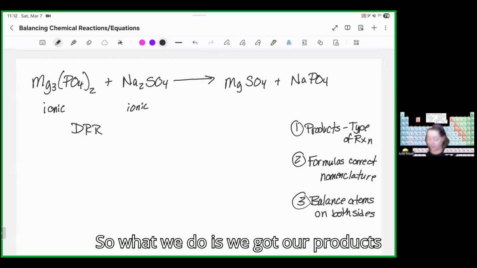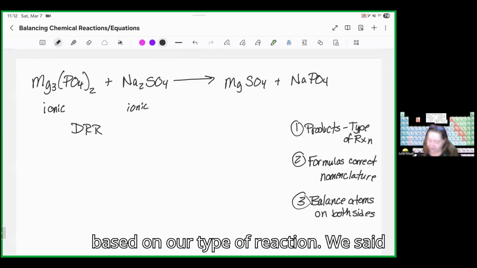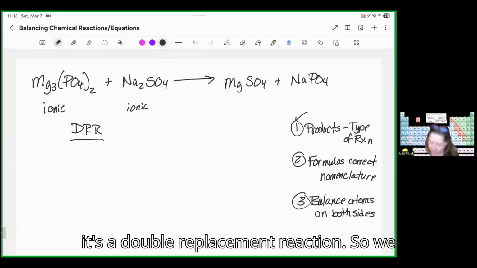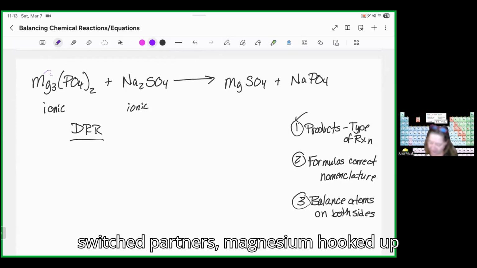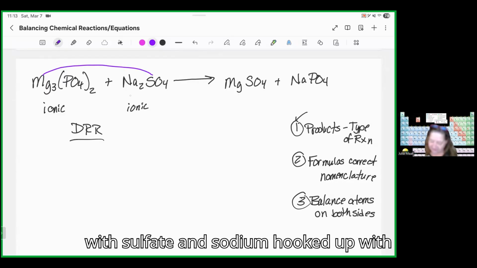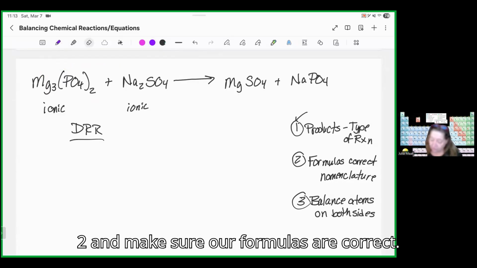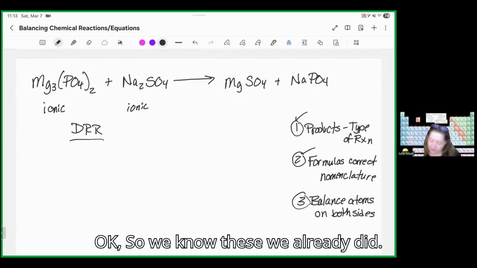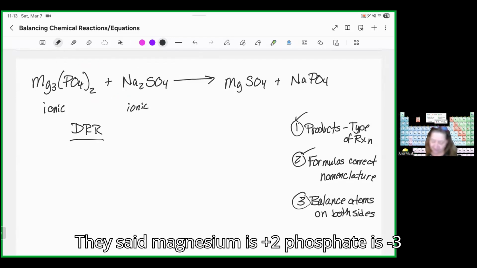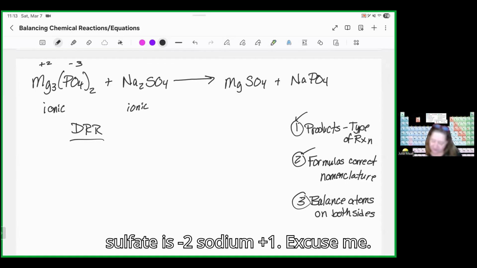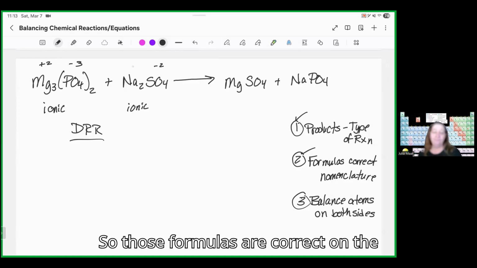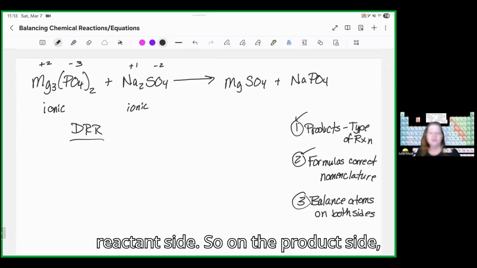So what we do is we got our products based on our type of reaction. We said it's a double replacement reaction, so we switched partners: magnesium hooked up with sulfate and sodium hooked up with phosphate. Okay. So now we need to do step 2 and make sure our formulas are correct. We know these, we already did. We said magnesium's +2, phosphate's -3, sulfate's -2, sodium's +1. So those formulas are correct on the reactant side.